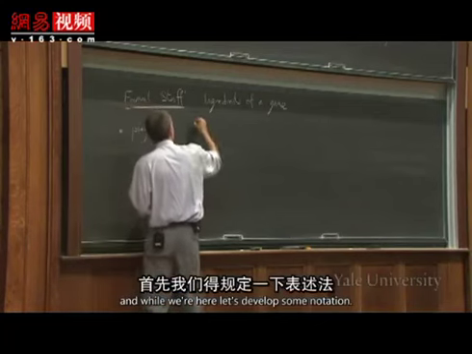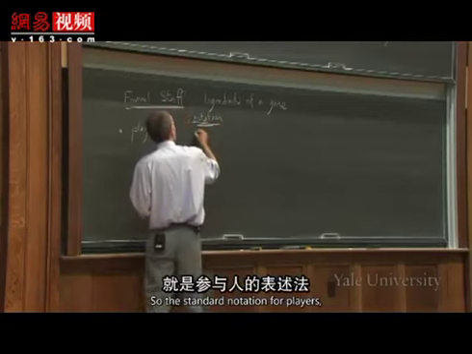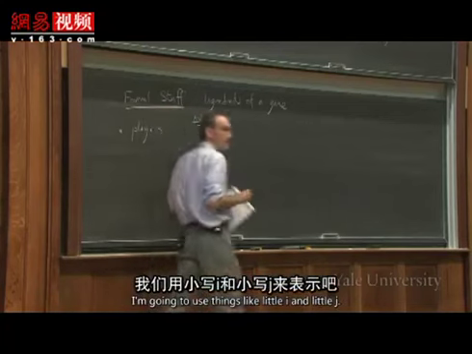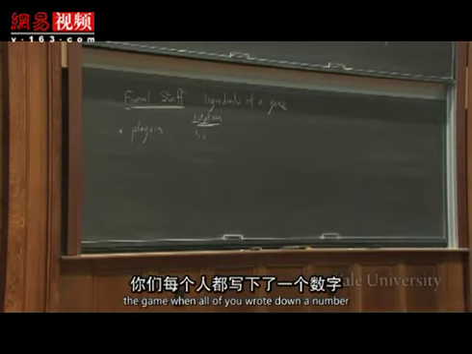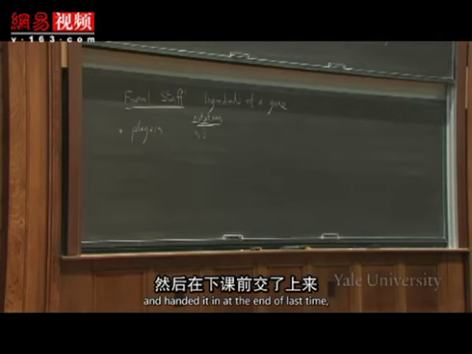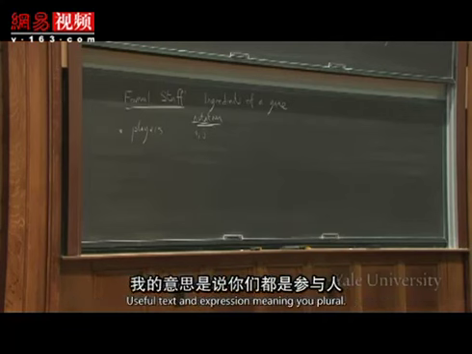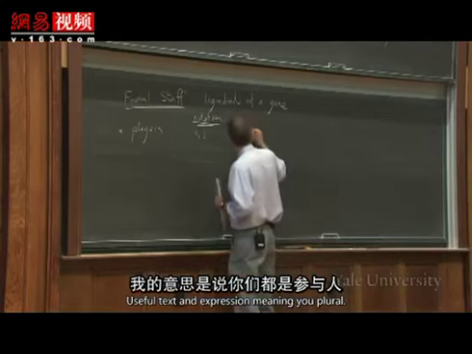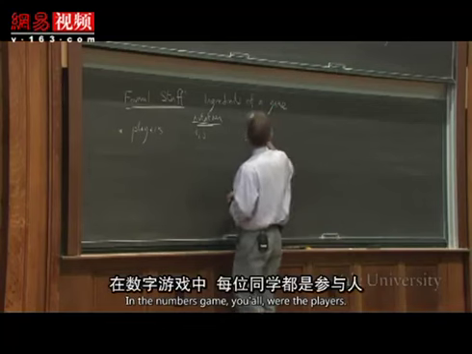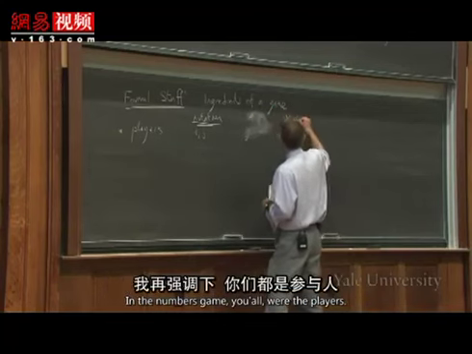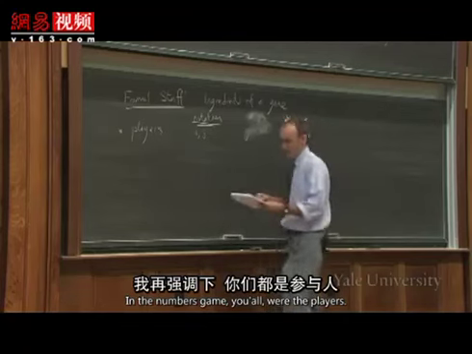And while we're here, let's develop some notation. So for standard notation for players, I'm going to use things like little i and little j. So in that numbers game, the game when all of you wrote down a number and handed it in at the end of last time, the players were who? The players were you. You all were the players. A useful expression meaning you plural. In the numbers game, you all were the players.